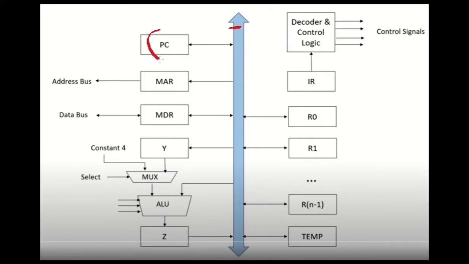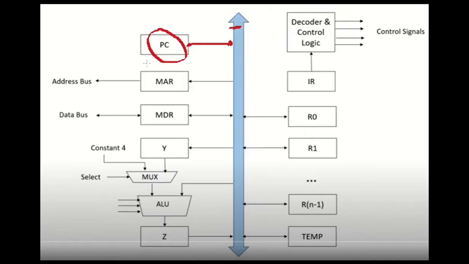So there is a program counter, which we know keeps track of the address of the next instruction. This is connected to the internal bus. We have a memory address register. This is connected to the internal bus, taking input from it, and also connected externally to the address bus, as shown in the figure.